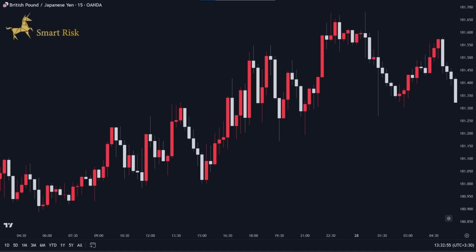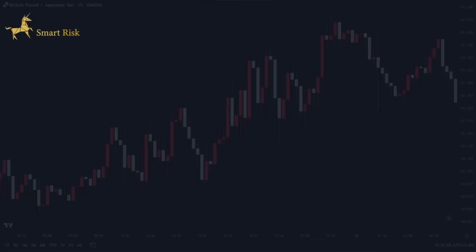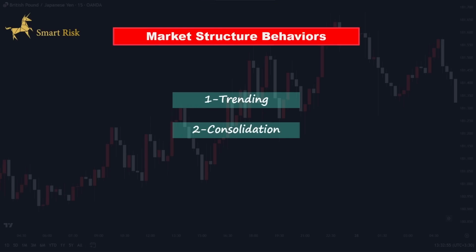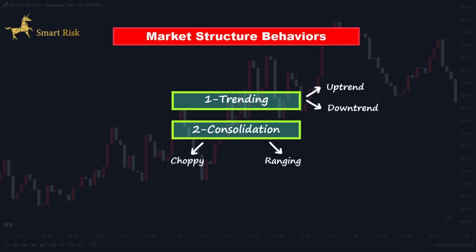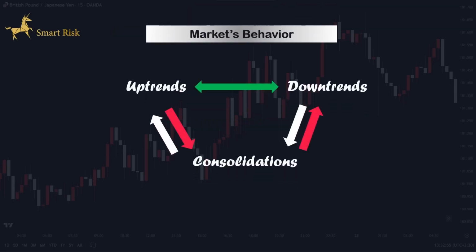Welcome back, traders. So let's get started with the market structure general behavior. The dynamics behind market movements can be boiled down to two key factors that consistently influence price direction. Trending, which includes uptrend and downtrend, and the second factor is the consolidation phase, like a choppy or ranging market. Imagine it like a continuous circle, where price always moves between downtrends, uptrends, and also consolidations that accumulate liquidity and institutional orders. Price usually needs to consolidate between uptrends and downtrends and vice versa.